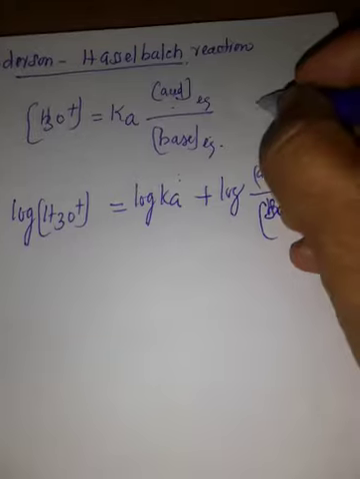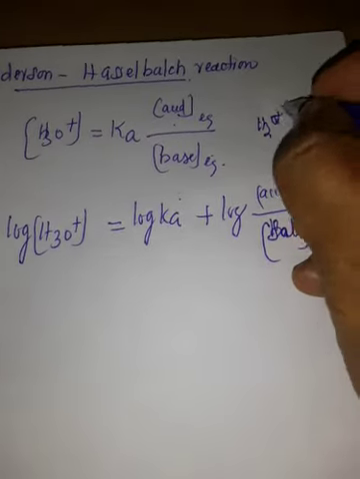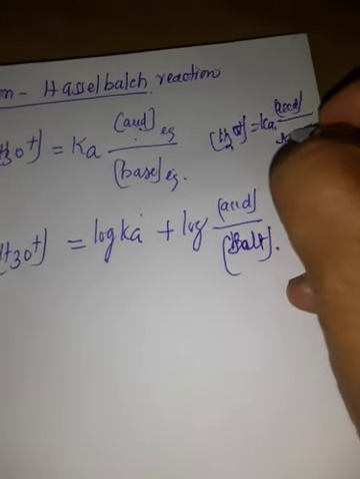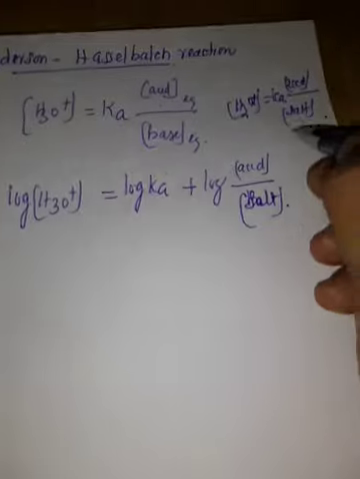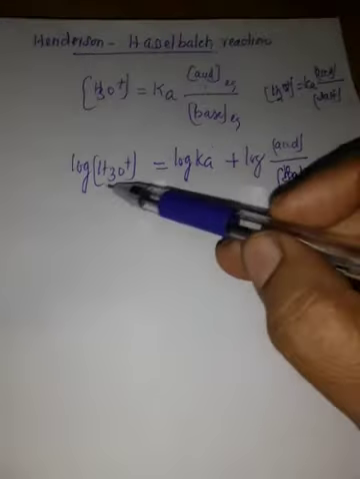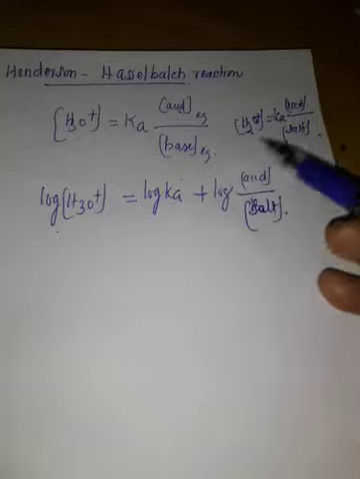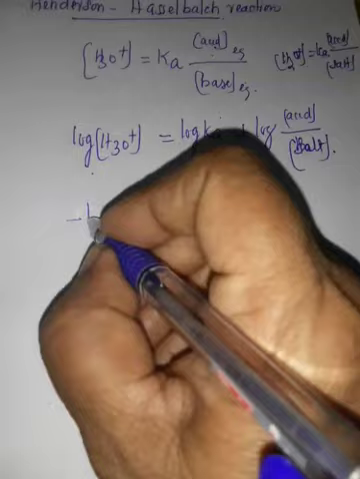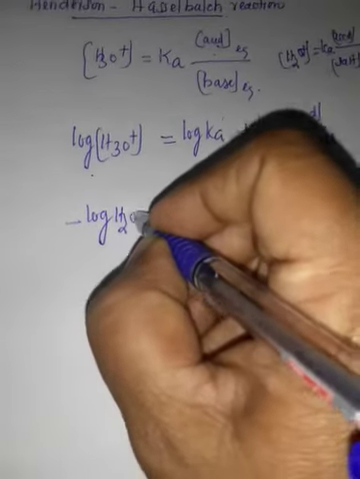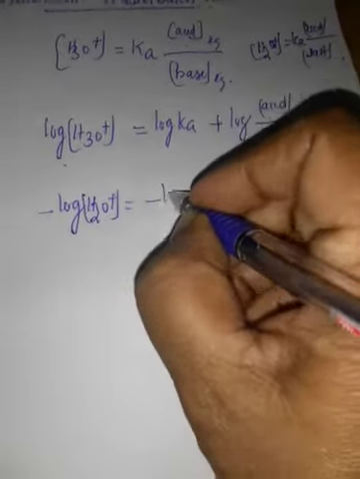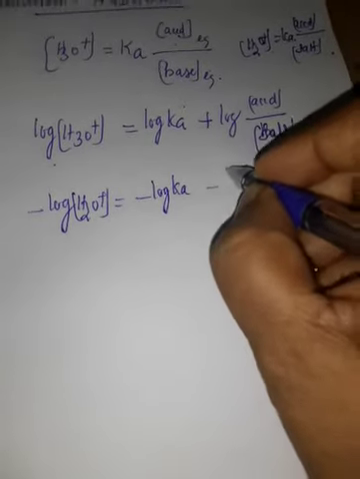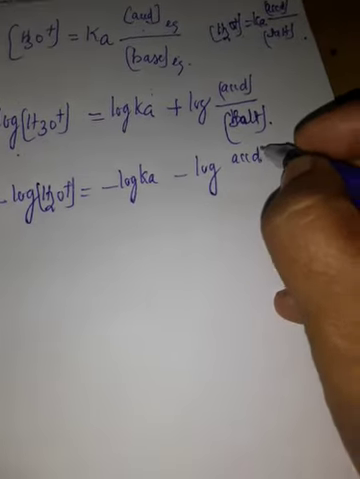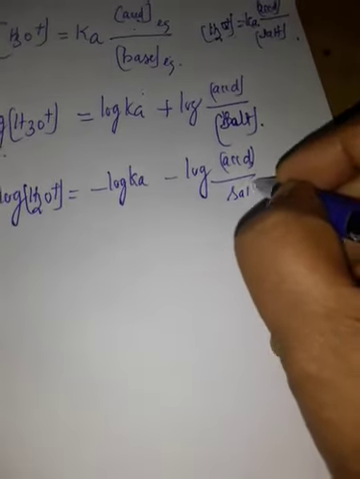Before that, one more equation you can write: H3O+ concentration is equal to Ka into acid concentration by salt concentration. Now applying log on both sides, log H3O+ is equal to log Ka plus log acid by salt. Reverse the sign on both sides: minus log H3O+ concentration is equal to minus log Ka minus log acid concentration by salt concentration.